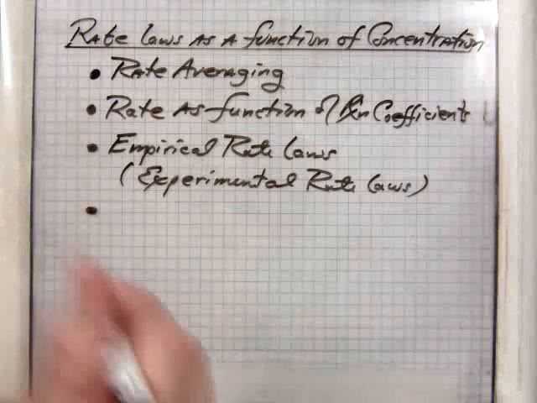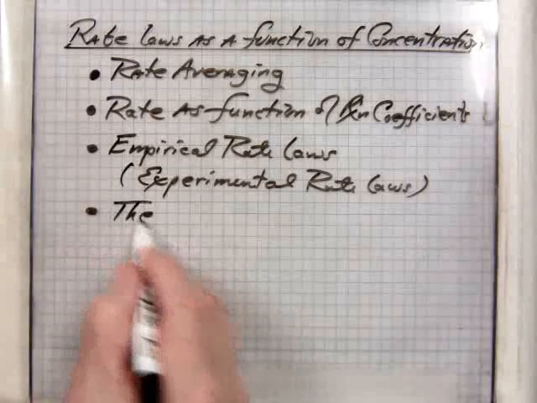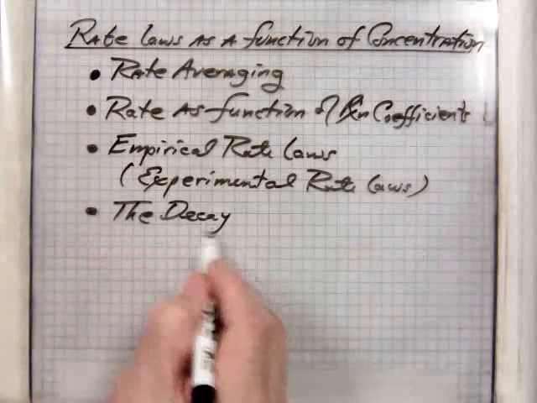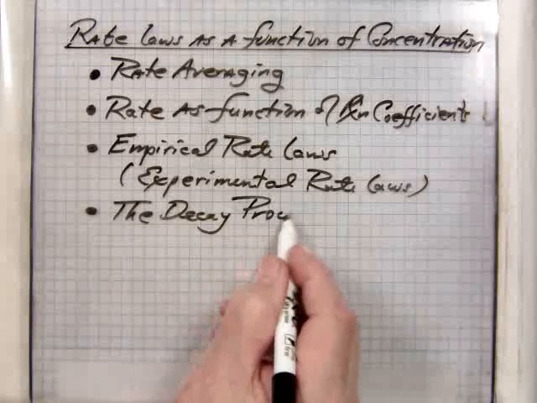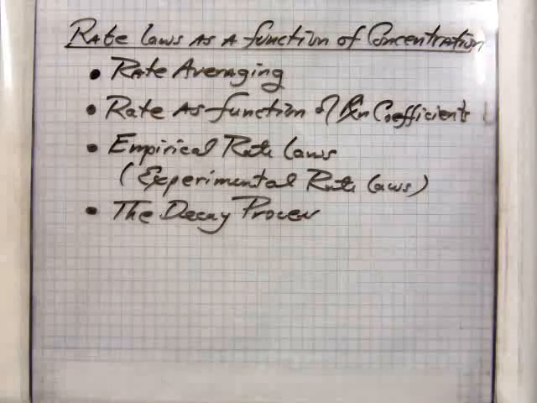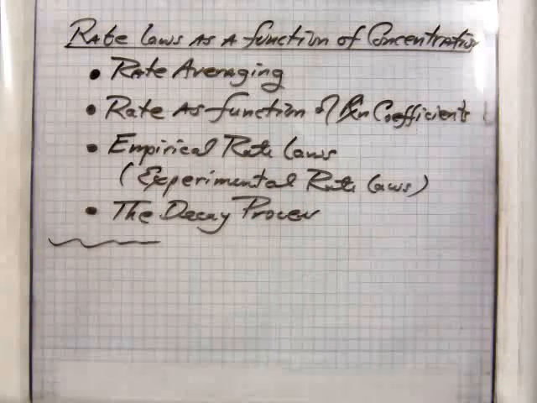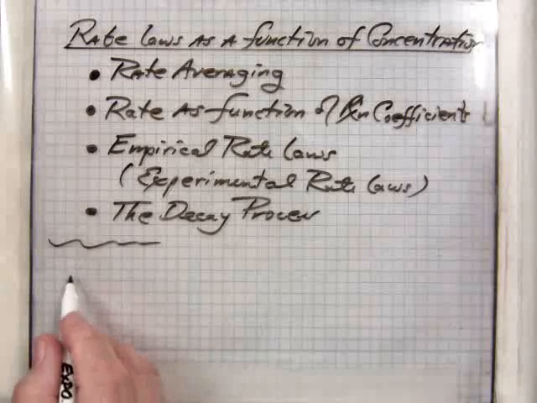And finally, we're talking about what we call the decay process. That is what we refer to as first order, second order decay, and it decreases the concentration as a function of time, is a unique trend in the process. So, in working with the rate averaging is just simply the application of the definition of rate.